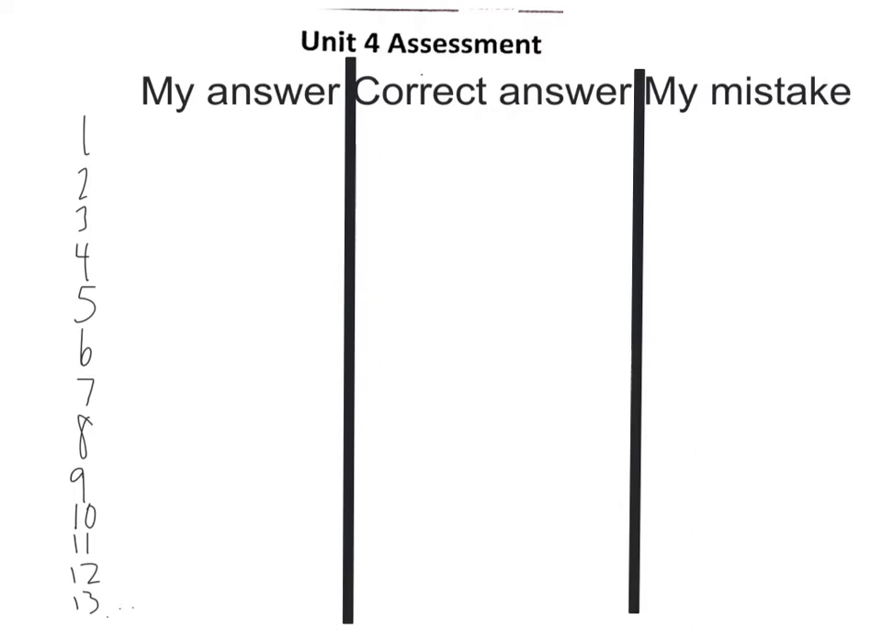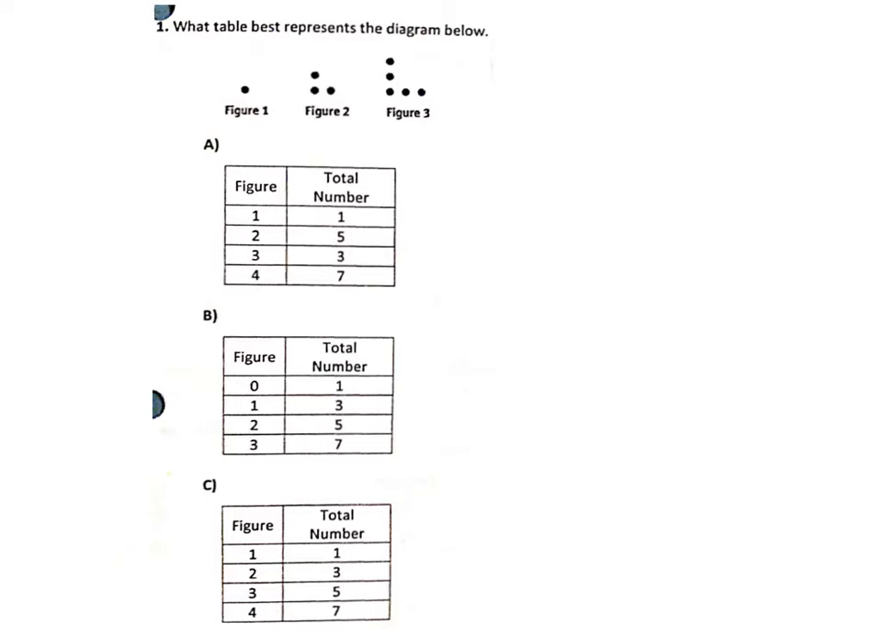First things first, we're going to go over the Unit 4 test that you took right before Christmas break. So set up your journal page, title it Unit 4 Assessment, and then get your 3 columns: my answer, correct answer, and my mistake. And then number it 1 through 15. Starting with number 1. What table best represents the diagram below?